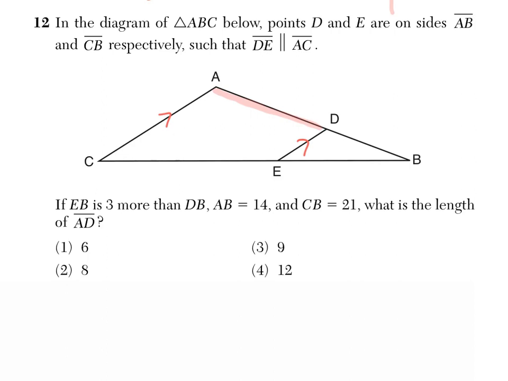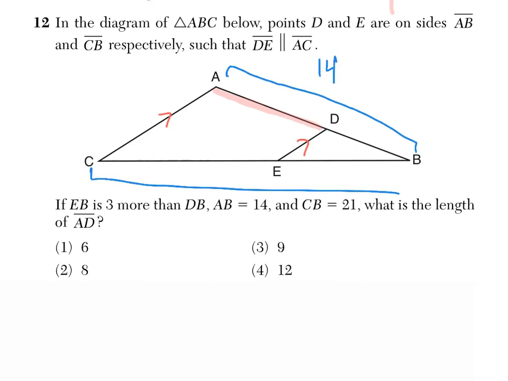So I noticed that AB is 14, so I'm going to indicate that right here. This big side is 14. I noticed that this side right here, CB, is 21. Okay. What else do I see? I see that EB is 3 more than DB. We don't know how much DB is, so we're simply going to call that X. And if EB is 3 more than it, we can simply say it's X plus 3.